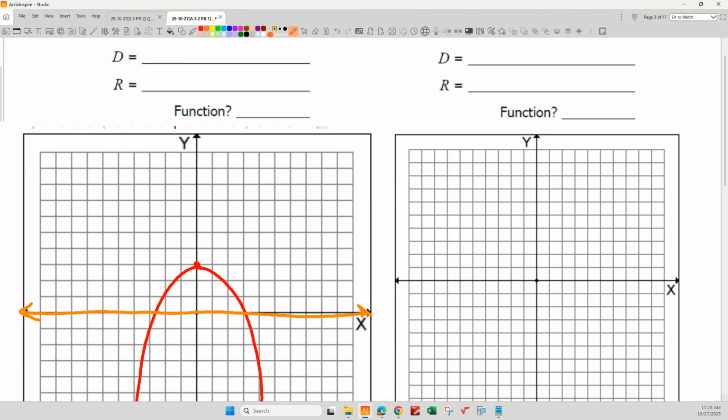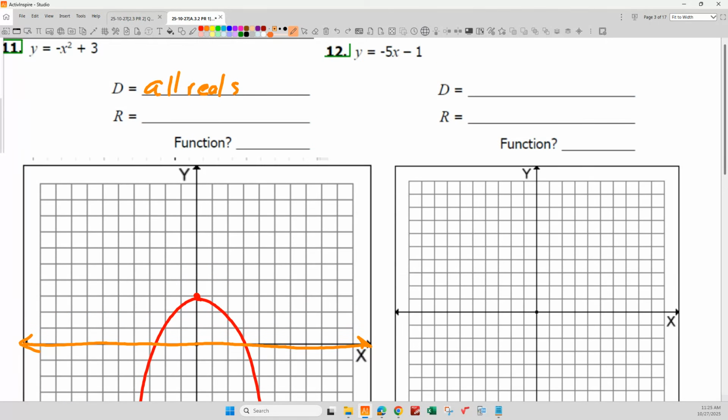So the domain is all real numbers. How do I write that using interval notation? Yeah, -infinity to infinity with parentheses, because I can't include the endpoints. There aren't any. It just goes forever.